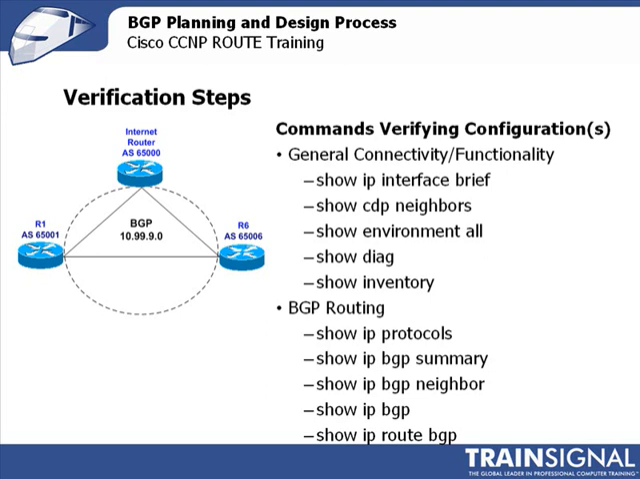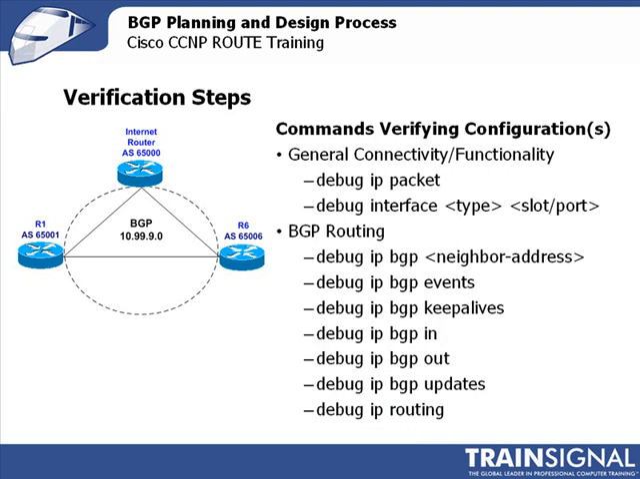Show IP BGP neighbor, which is a much longer output and shows you in excruciating detail what the BGP neighbor relationship looks like. Show IP BGP, the contents of the BGP routing table, and then show IP route BGP shows the routing entries in the IP routing table belonging to the BGP routing protocol. For debug commands, you can use debug IP packet or debug interface, just for general connectivity. For routing, debug IP BGP, the neighbor that's involved, debug IP BGP events, keepalives, in, out, updates, and debug IP routing. These can actually give you visibility into the IP routing process and the BGP process itself.